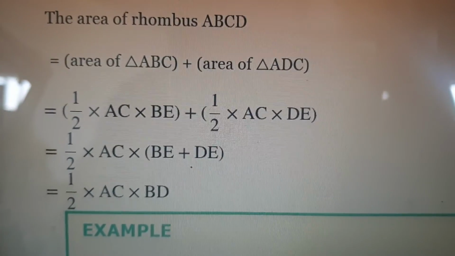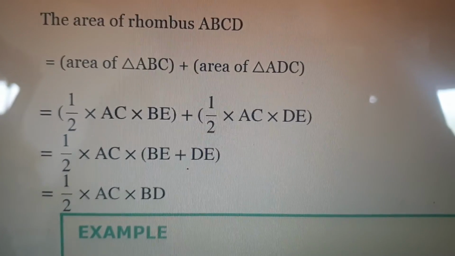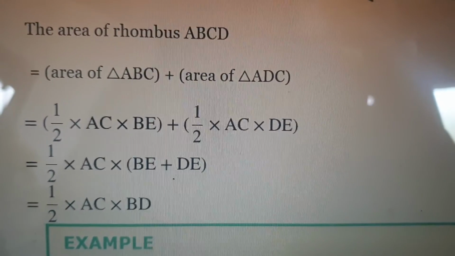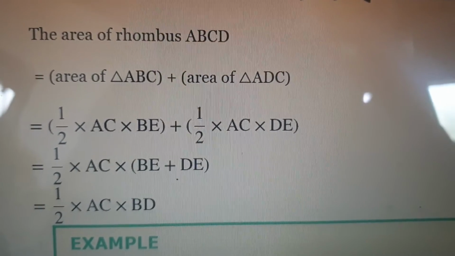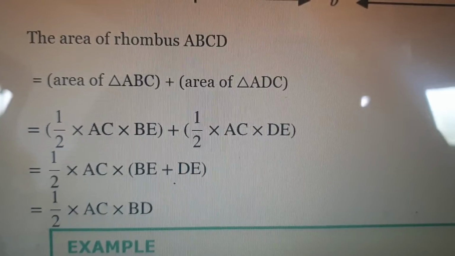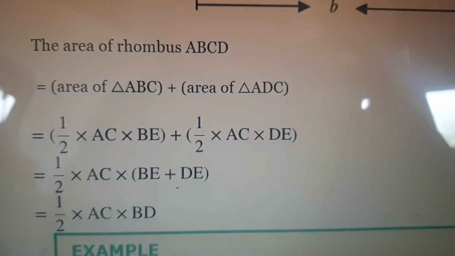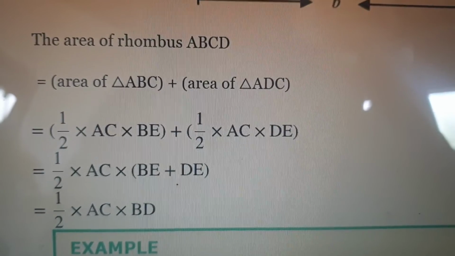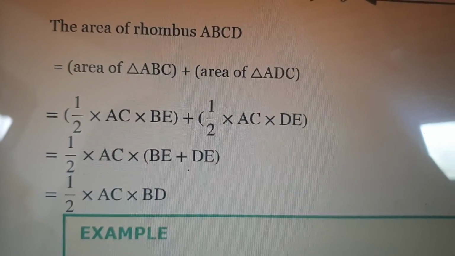But we can also make use of our previous knowledge of factorization. So if we have a half AC times BE plus a half AC times DE, we can take BE plus DE out because a half times AC we find in both. So then we say a half times AC times, in brackets, BE plus DE, and we get a half AC times BD.